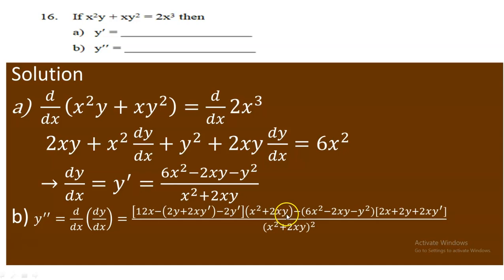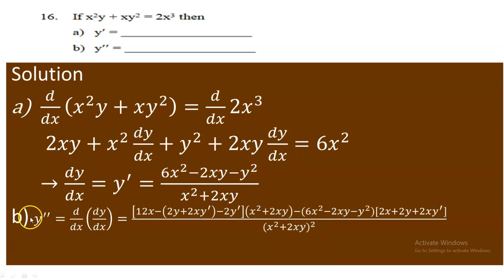Look, x squared plus 2xy is taken. Then from the quotient rule, minus is taken in between, and then you take the numerator as it is: 6x squared minus 2xy minus y squared. Now this expression is differentiated with respect to x. So this is 2x, as you see written, and then you need to use the product rule for this: 2y, plus the derivative of y, which is 1, times 2x, that is 2x dy over dx, which is 2x y prime. Then this denominator must be squared, so it's squared here.